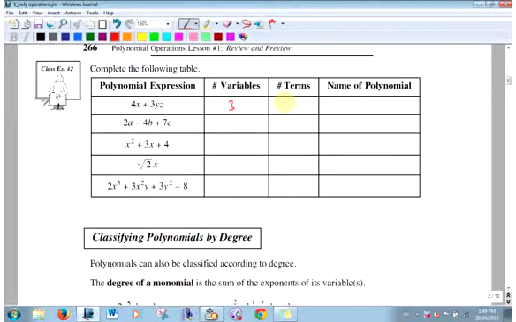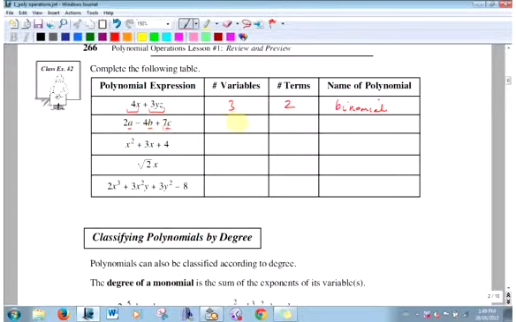How many terms? Well, there's a plus sign. There's 1 term. There's 2 terms. Okay. What do I call a 2-term polynomial? Okay, I'm not going to write it out each time. Binomial. Well, I'll write the first one. Maybe you'll look at your notes and go, what? Okay, binomial.